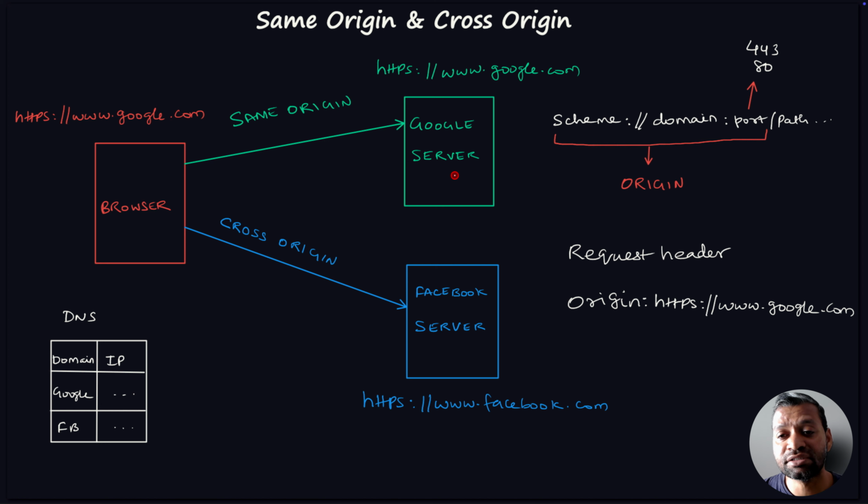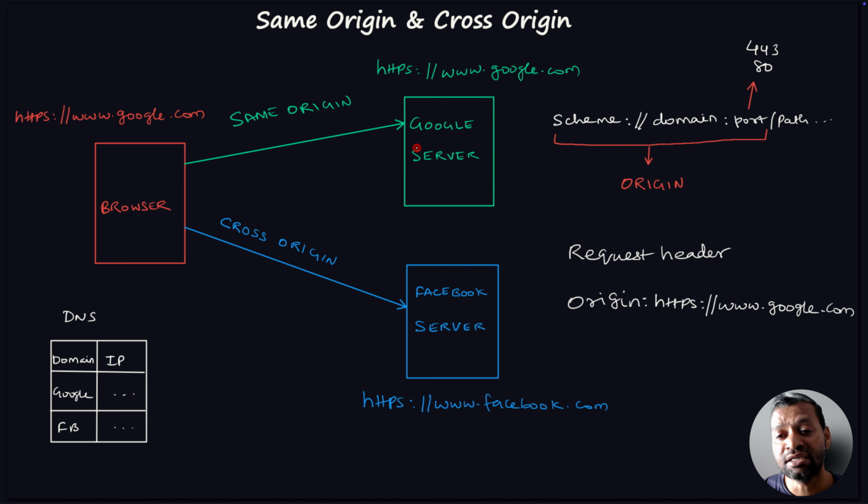Now, the origin of any web server or web resource is made up of three parts. One is scheme, then we have domain, and we have port. Okay, so we only need to include port if the port is non-standard port. If it is a standard port like 443 or 80, then we don't need to specify the port. Okay. Anything other than these three parts are not part of an origin. So the origin is combination of scheme, domain name, and the port.